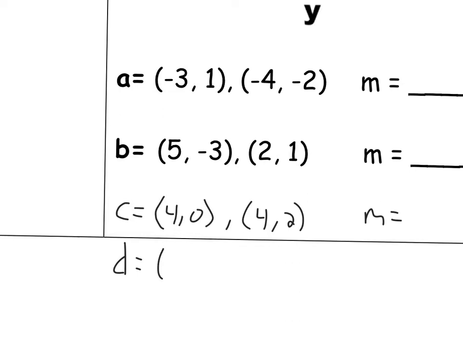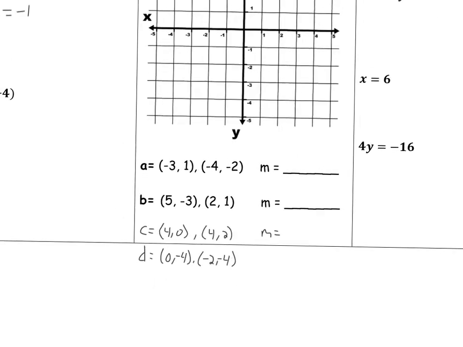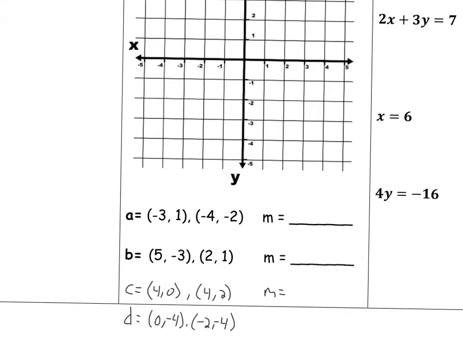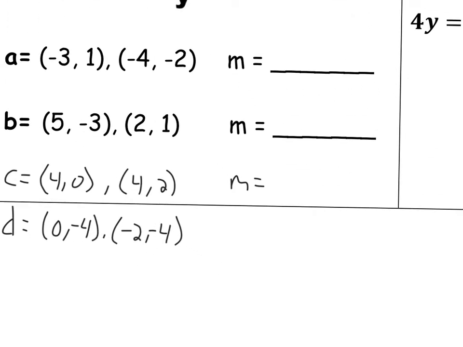Okay, I'm going to add another line. So we're going to have four lines on one graph: 0, -4, and -2, -4. Okay, so we're going to have four lines on this one grid. I did space them out so they're not going to really run into each other that much. And then we're going to find the m also.